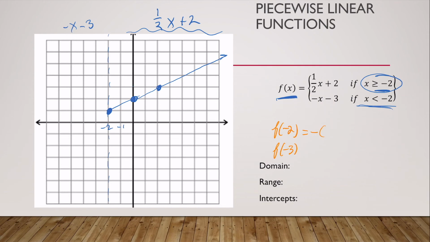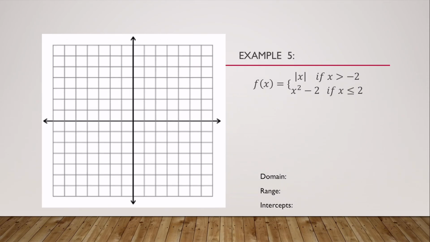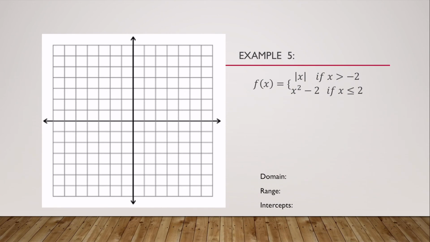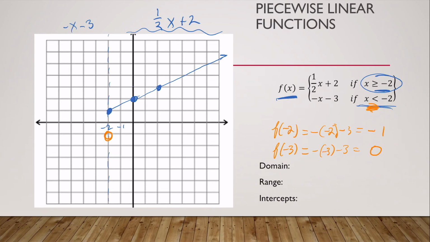So I have -(-2) minus 3. That gives me 2 minus 3, which is -1. And then at -3, I have -(-3) minus 3, which gives me 0. So I have when x is -2, y is -1, and that point's not included, so I'm going to use an open circle because it's a strictly less than. And then I have when x is -3, y is 0, and that makes sense, right?